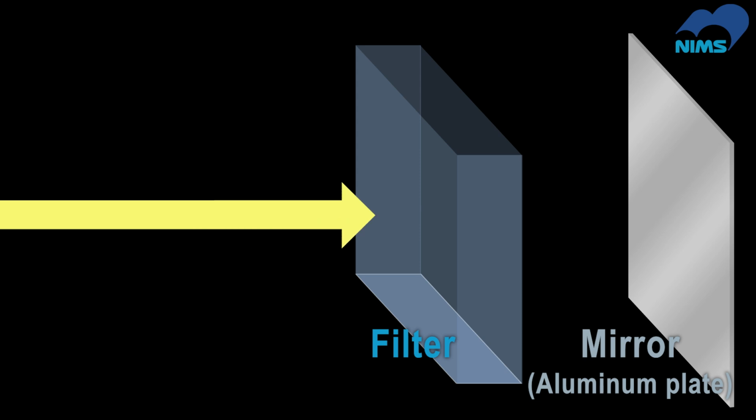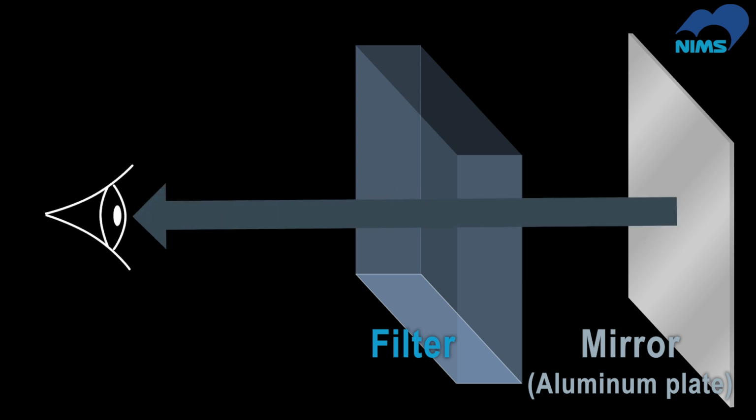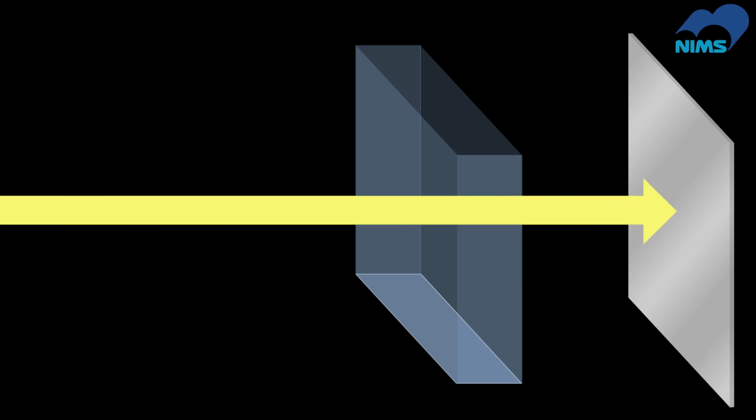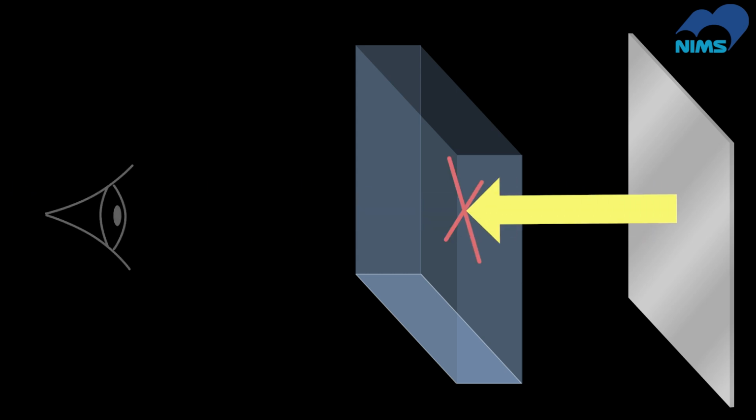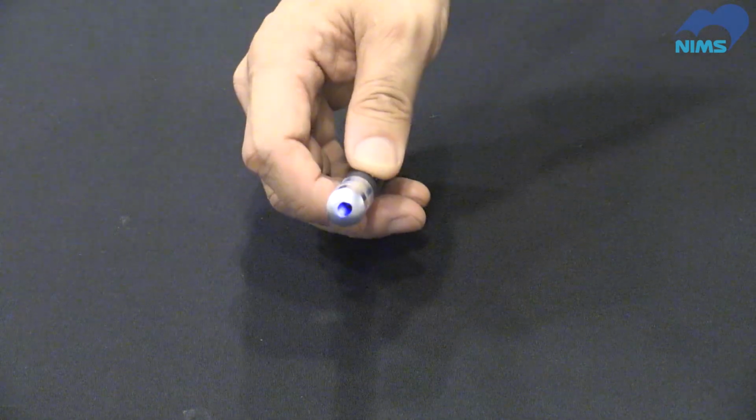First is that the light isn't able to pass through the filter from the source and reach the metal plate. The second is that the light from the source passes through the filter and is intercepted by the filter after being reflected by the metal plate. Which is correct? Let's confirm this with a laser pointer.